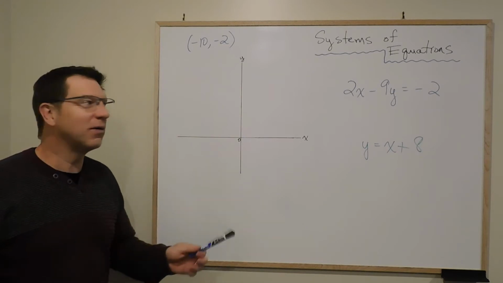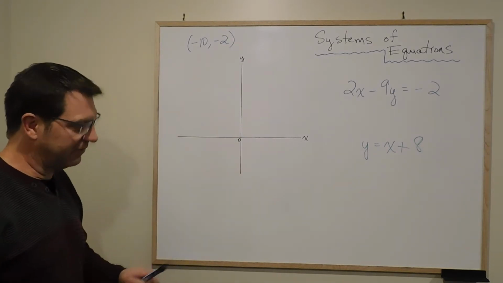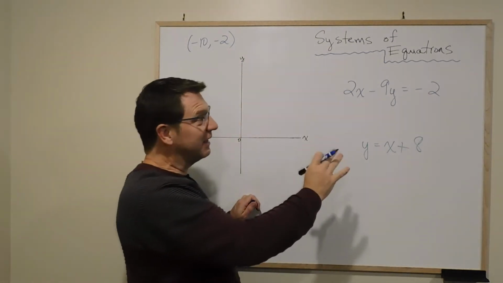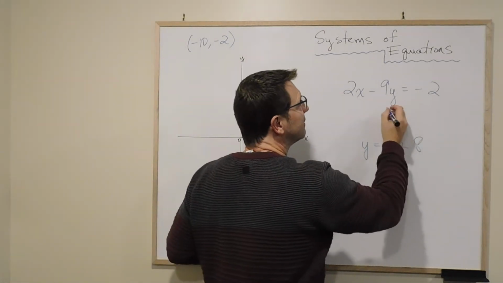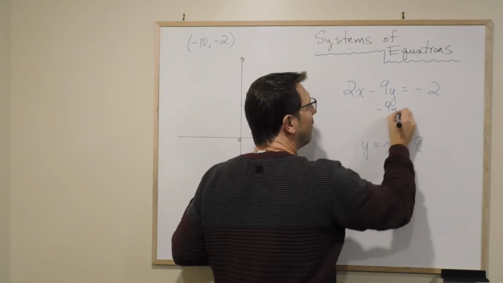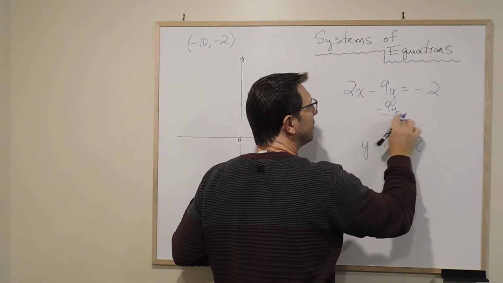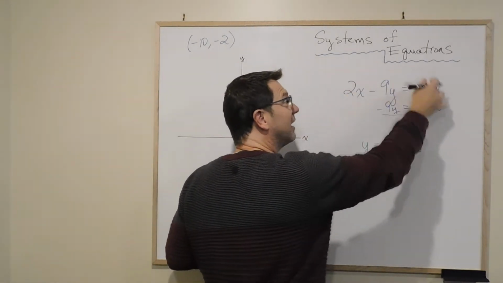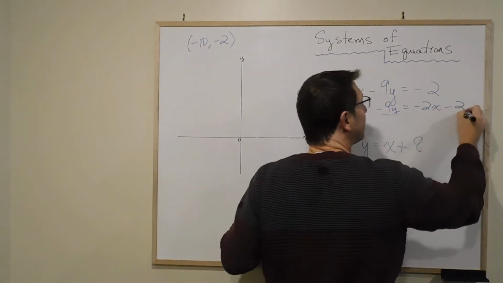Well, we're going to do a little more. We're actually going to do a quick graph of these. So this one's easy to graph because I have it in y equals mx plus b. This one, not quite. So we're going to move this 2x to the other side. So -9y equals -2x, because we got to make it negative when we switch sides, minus 2.